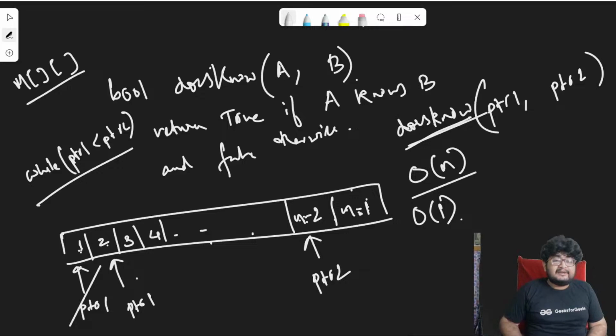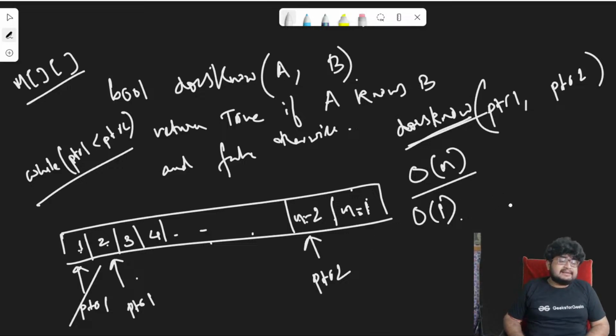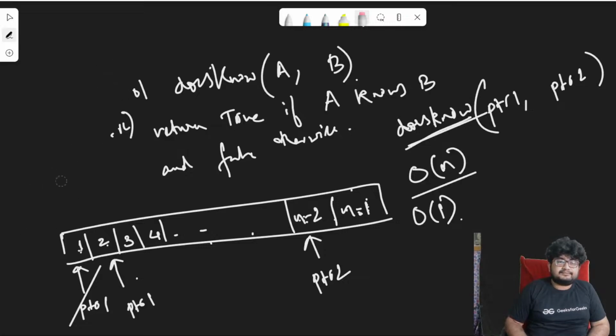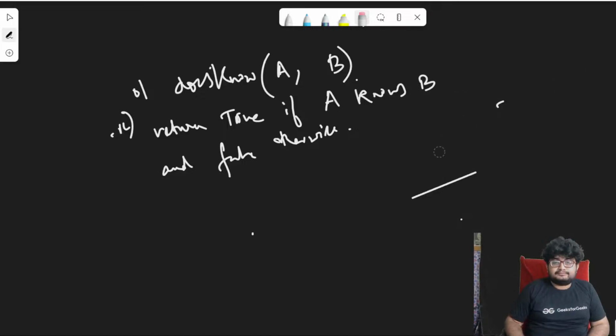Finally we will reach the celebrity, but it is only a candidate celebrity, right? It might happen that the candidate knows someone, so it is not actually a celebrity. For example, let's consider the case of 10. Let's use this algorithm for 10.